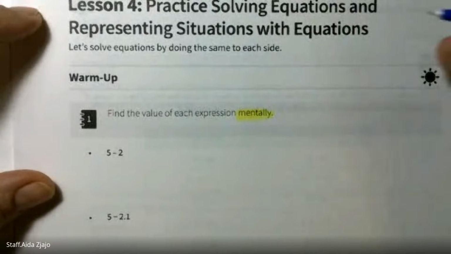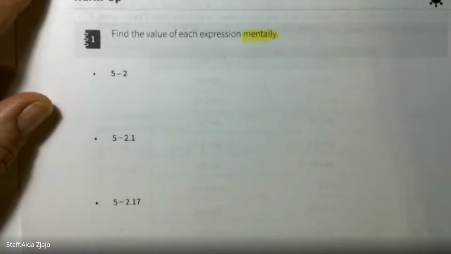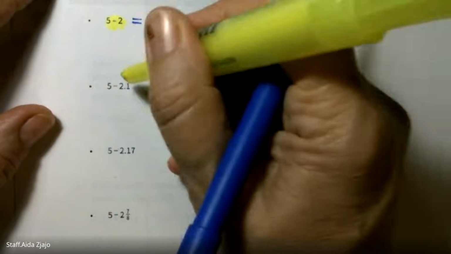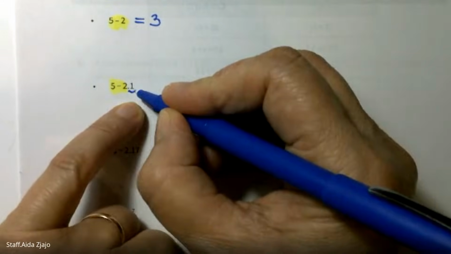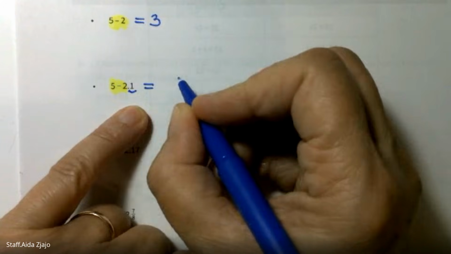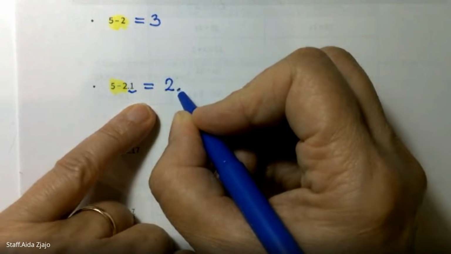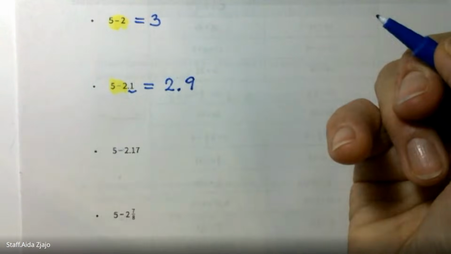For a warm up, they said find the value of each expression mentally. So when you observe the digits, 5 minus 2 equals 3, and you can see that the same term is right here. 5 minus 2 wholes is 3, but then you have to subtract 1/10 from the 3 wholes as well. So that should be 2 wholes and 9/10, and that would be the estimation.